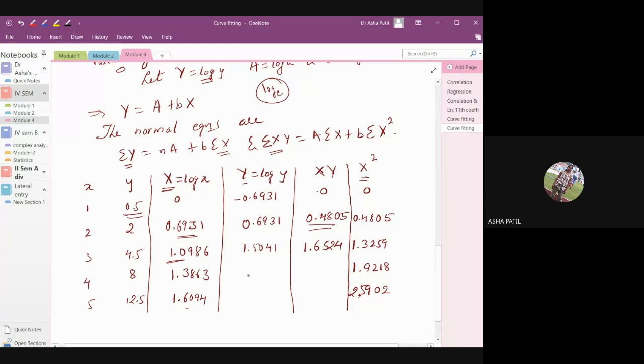Next value. See that you do the calculation. 2.0794. Okay. Next one. Multiply it by x, capital X. This value. 2.8827. Okay. Now last value, log y, log of this capital Y, small y. 1.6094.